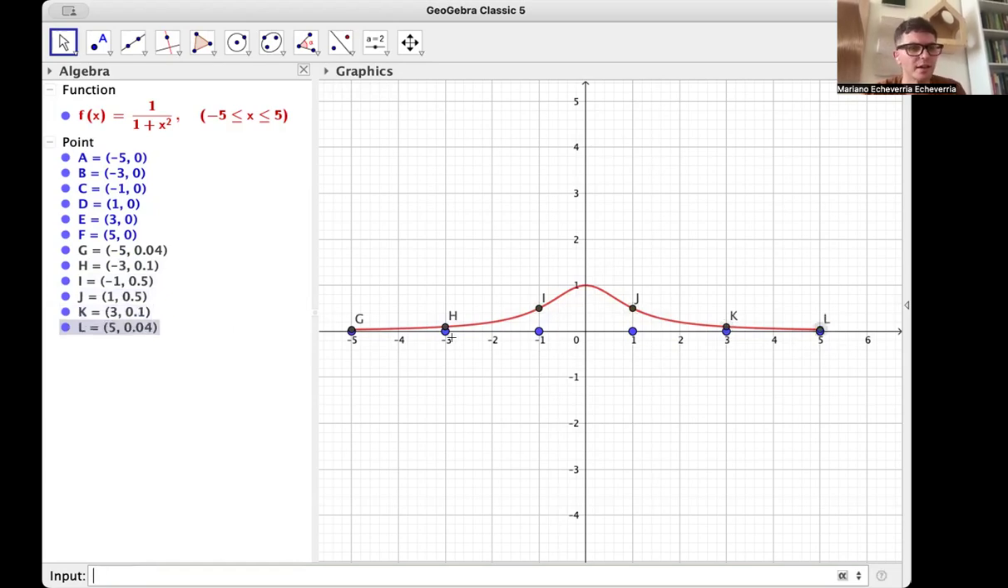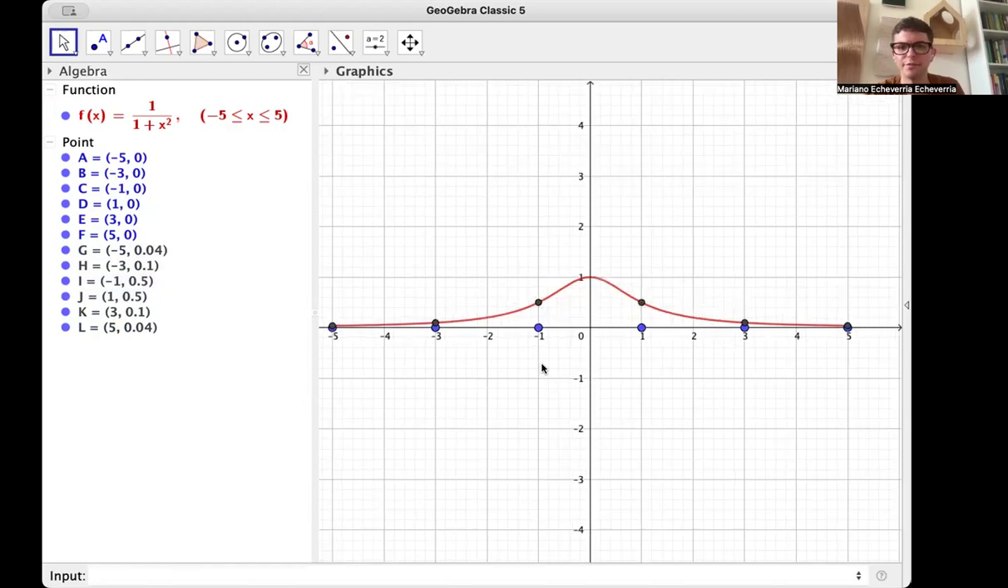So what I'm trying to say is, you could have started with the function, choose a number of x values, and then find the corresponding points on the graph, right? And then what you could try to do is, let me just not show these points.